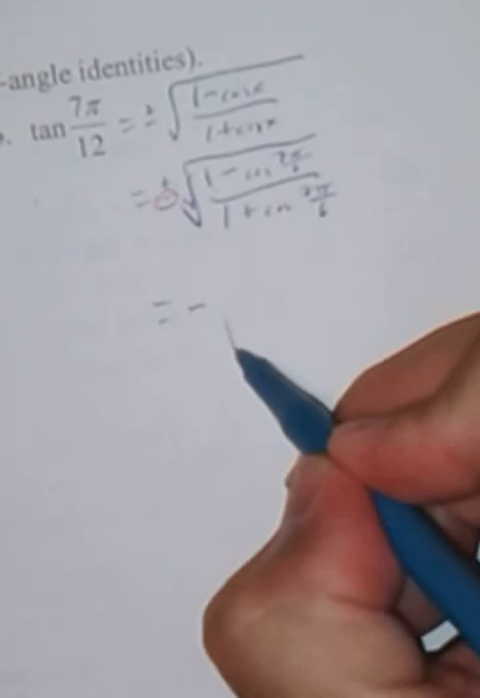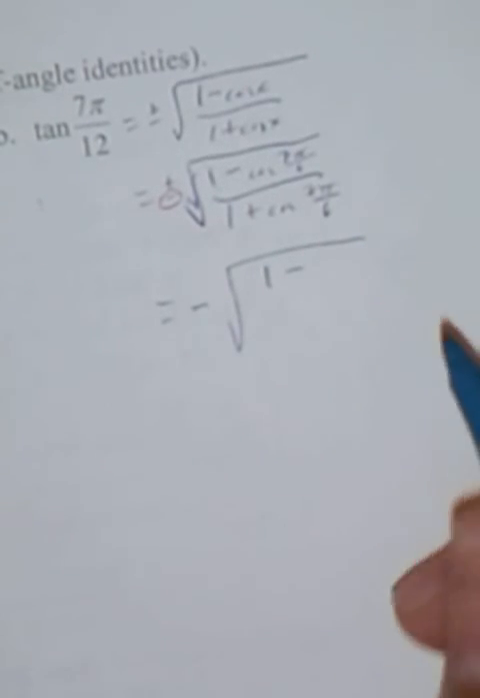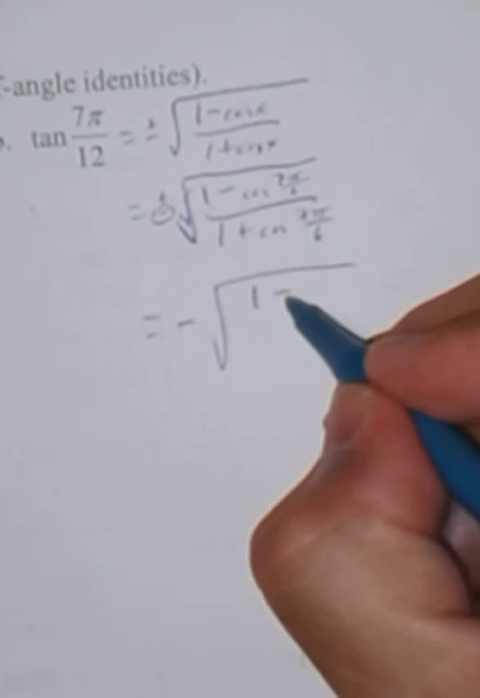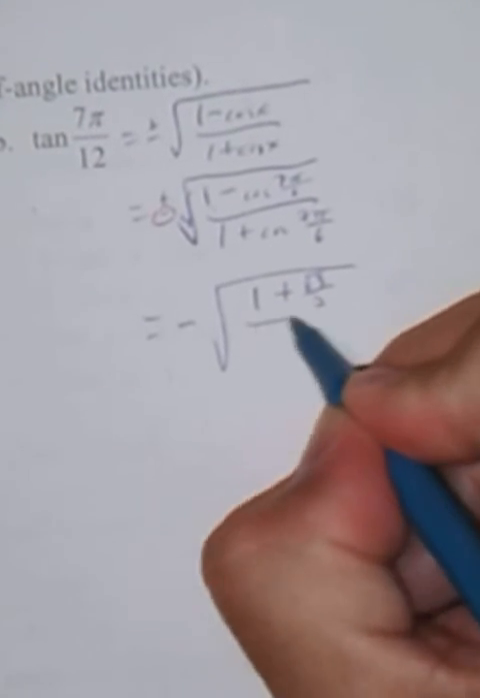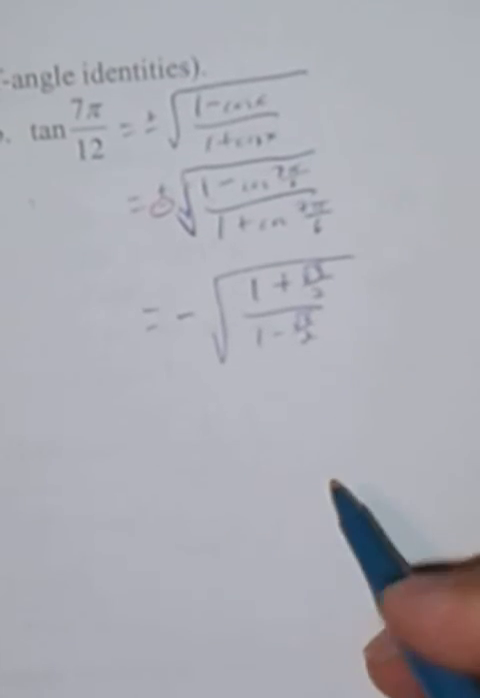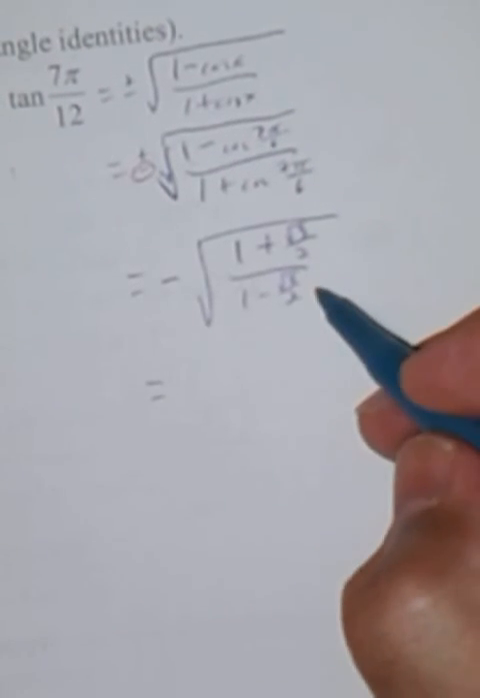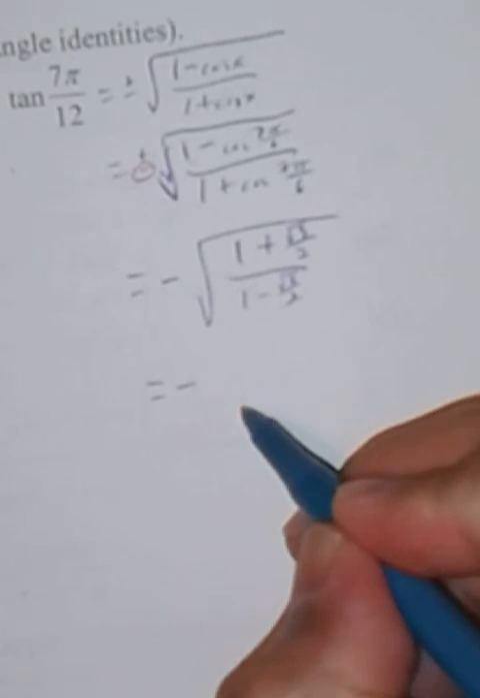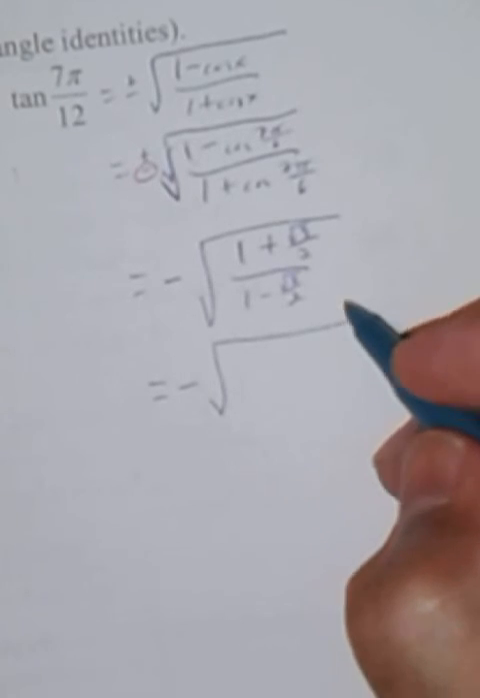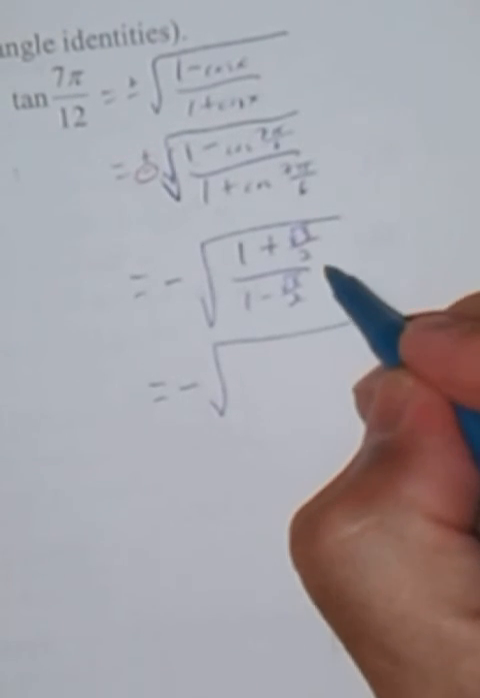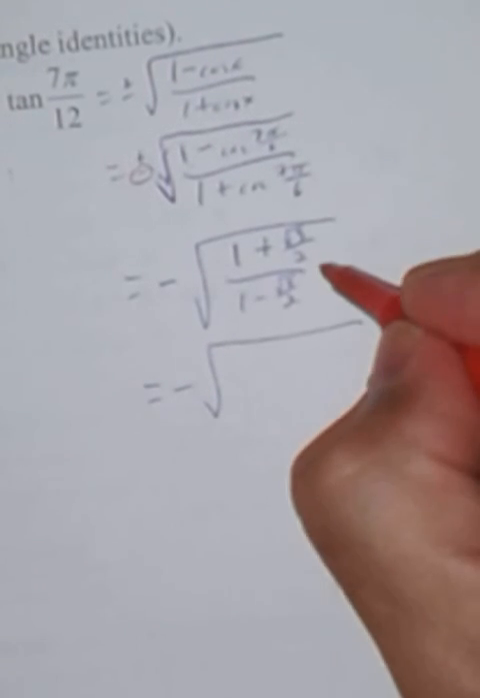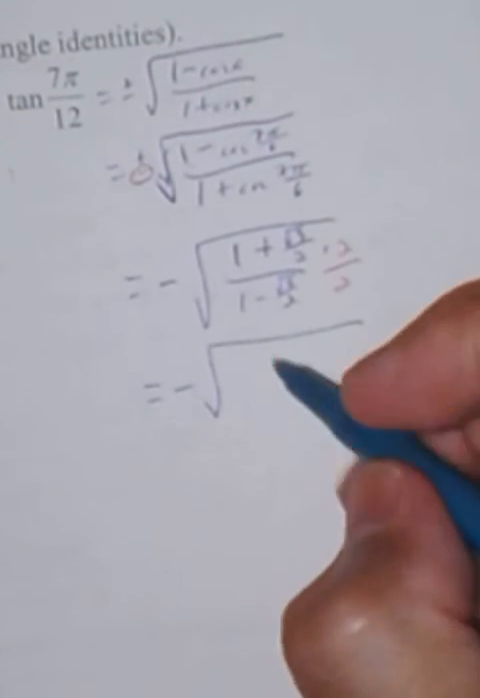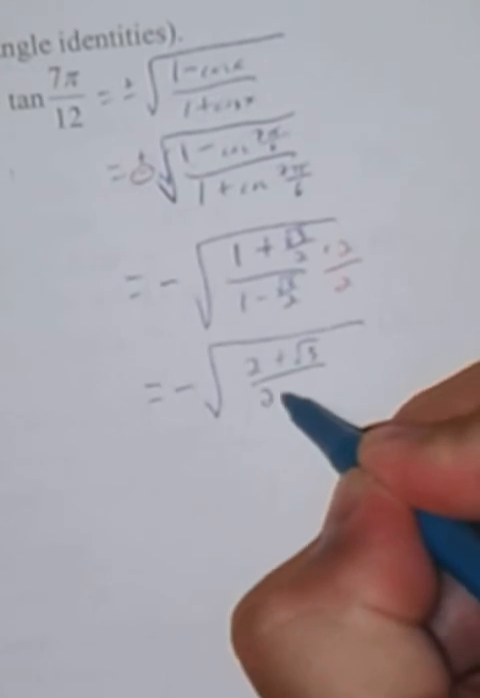So this will be negative square root of 1 minus, and do we know what the cosine of 7 pi over 6 is? 7 pi over 6, cosine is negative root 3 over 2. So this will be plus root 3 over 2 over 1 minus root 3 over 2. All right, if we multiply times 2 over 2, right? Okay, so I'll multiply times 2 over 2. Okay, this will be 2 plus root 3 over 2 minus root 3.